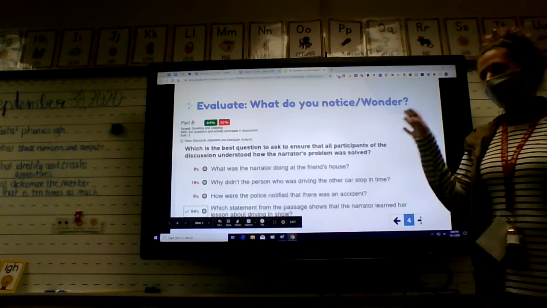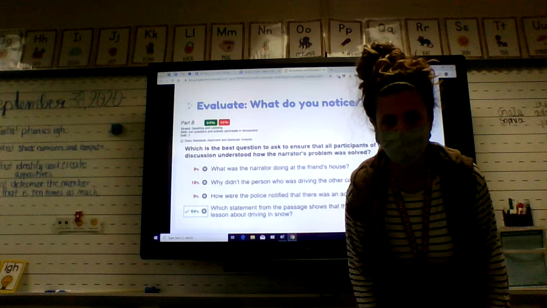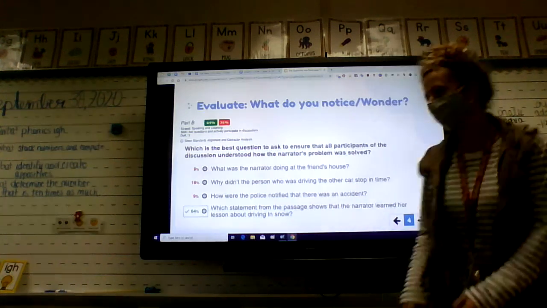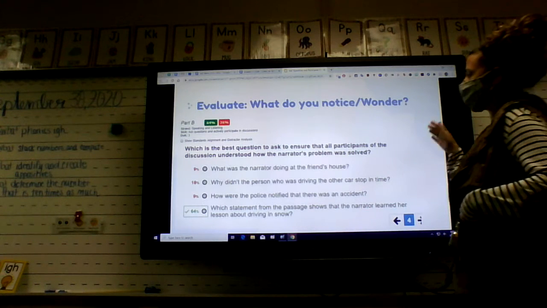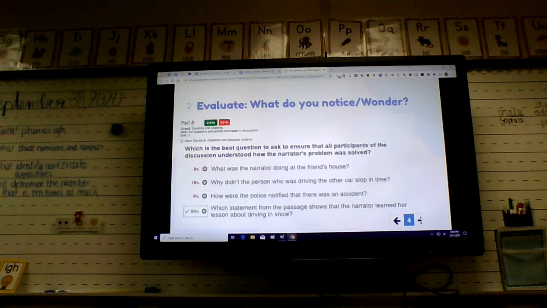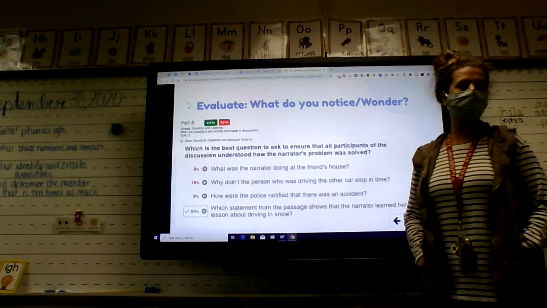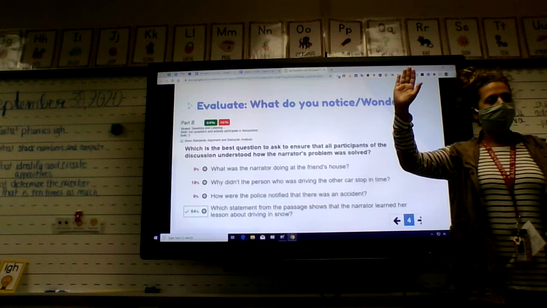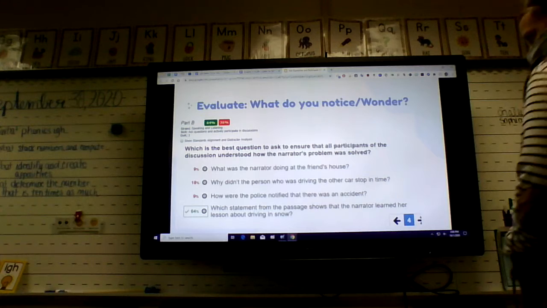So let's keep looking. There's two parts to this. There's an A and a B. What do you notice and wonder? And if you're at home, notice and wonder with your favorite stuffed animal. Mine's Peppa Pig. So, what is the best question to ask to ensure that all participants of the discussion understood the narrator's... Guys, what's going on in your head right now when I read that? How are you feeling? Confused. Me too. Anyone else feeling confused? Yes, but the words are probably hard. I love that you said that. So the vocabulary is hard as well.